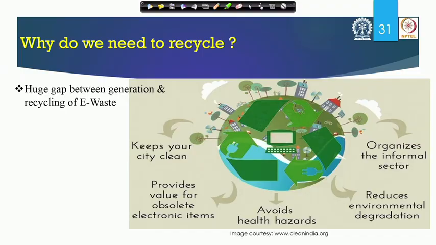So why do we need to recycle? To help keep the city clean and provide value for obsolete electronic items, so we can use them many times. If you have, say, 3 broken down computers and you salvage the material from there to make one working computer, that's actually refurbishment, not recycling, but that should also be encouraged. And then it can be sold at a cheaper price on OLX or eBay, wherever you want. And if you keep it within the loop, you are avoiding health hazards. Things will not go into water or into the soil.